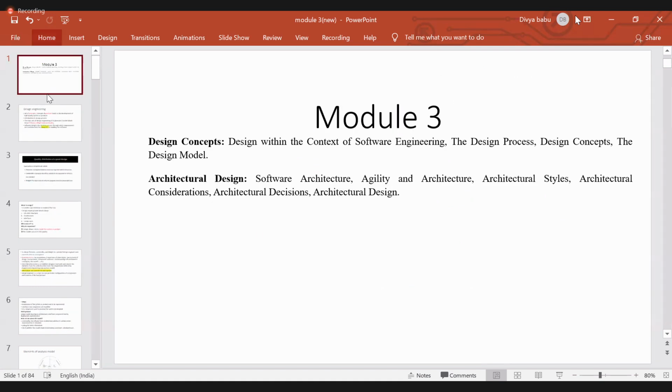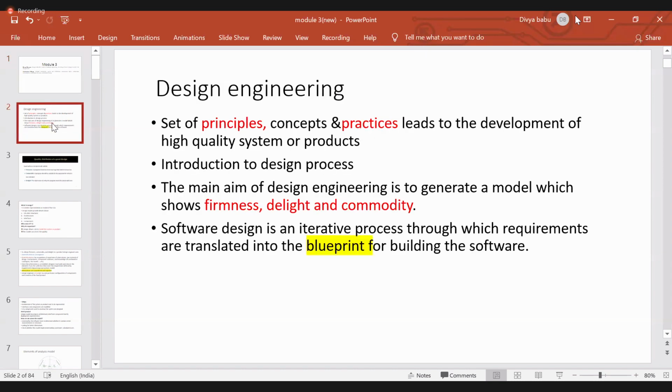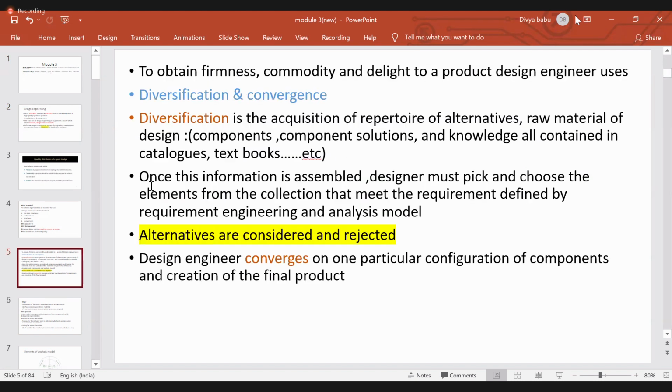In the previous class, we discussed module 3, design concepts. In the design concepts, initially, I discussed what is the principle, what are the practices, what are the concepts we need to follow. What is the definition of design engineering? What are the attributes for a quality design? Firmness, delight, and commodity. We explained that part. And when it comes to how can we achieve the design attributes, we discussed diversification and convergence.